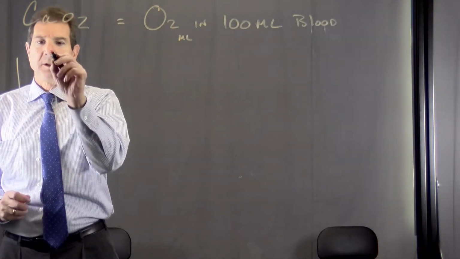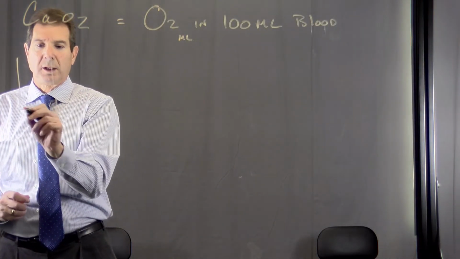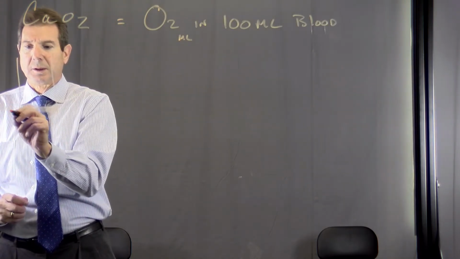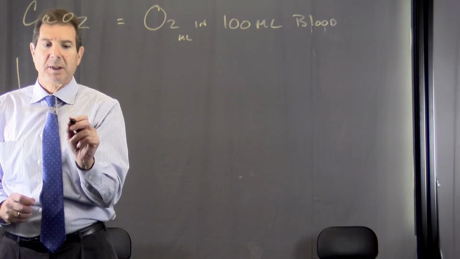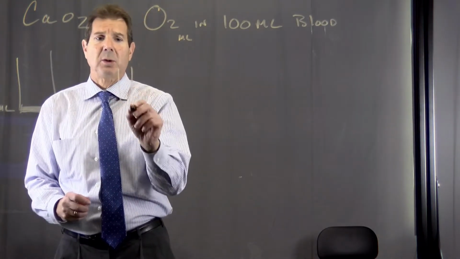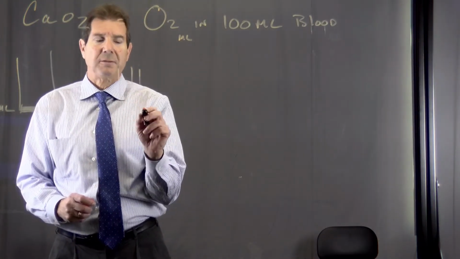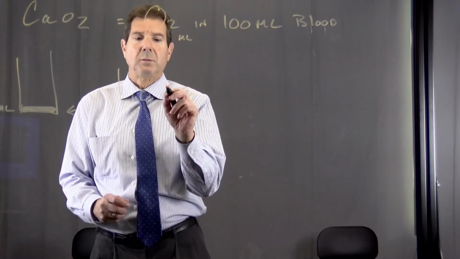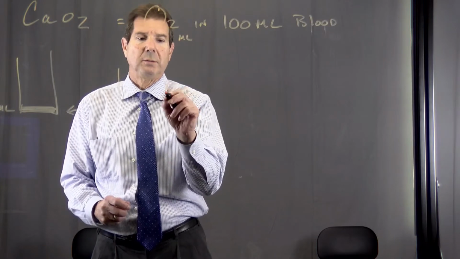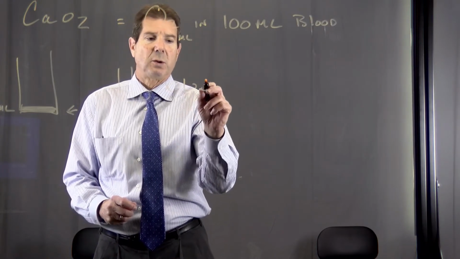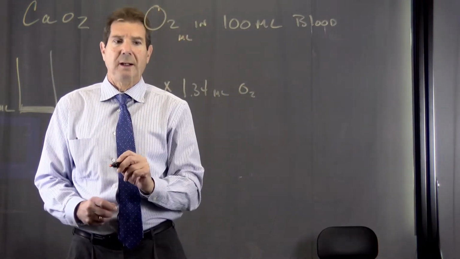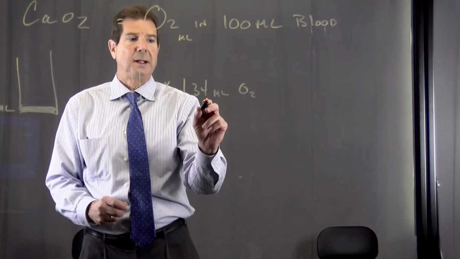So if I drew that out, it would be 100 milliliters. And how much oxygen is in there? I want to know. So in order to figure that out, we need to look at how much hemoglobin we have, and every gram percent of hemoglobin can carry 1.34 milliliters of oxygen.